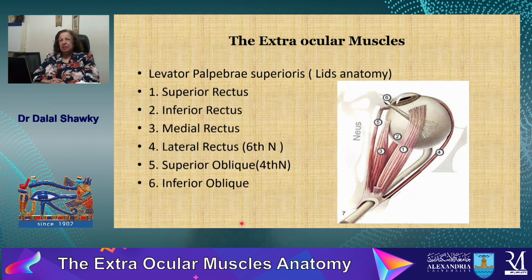All these muscles are supplied by the oculomotor nerve except 2 muscles: the lateral rectus, which is supplied by the 6th nerve or the abducens nerve, and the superior oblique, which is supplied by the 4th cranial nerve.